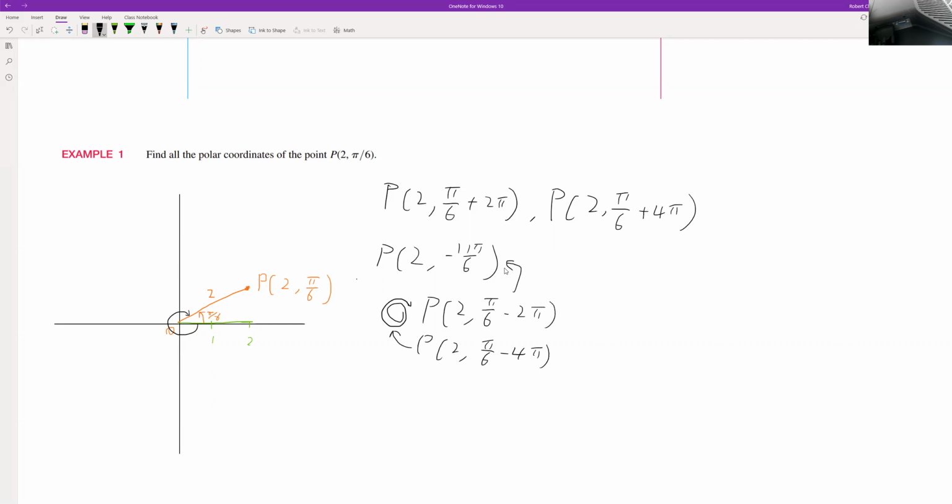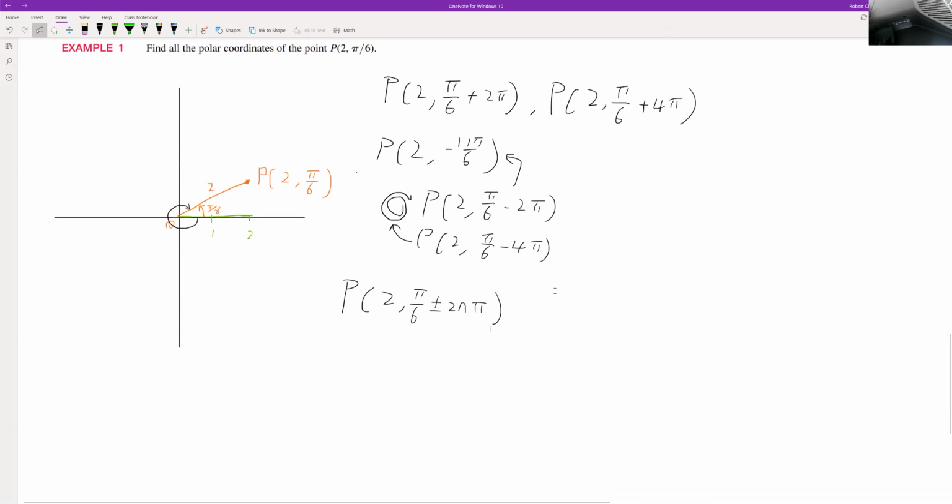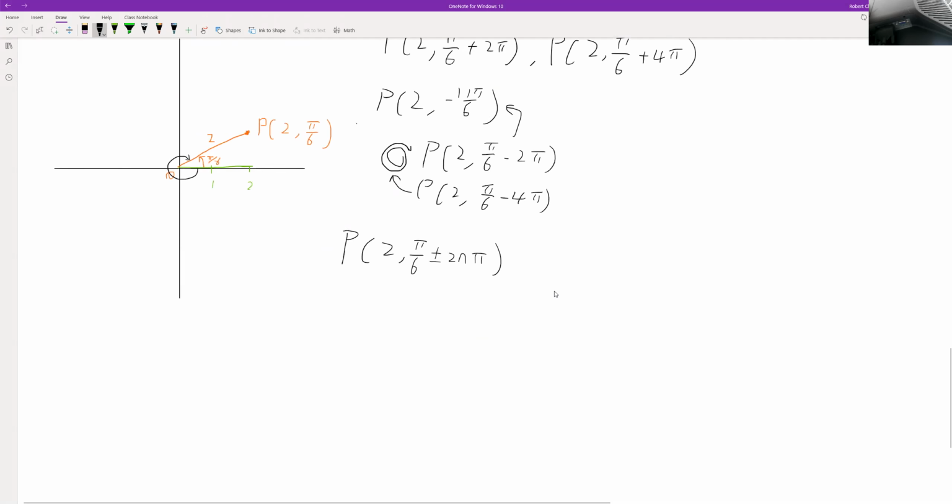So basically, as long as our radius is 2, we can do any combination of rotation of 2 and pi, right? As long as the 2 pi will represent either positive or negative full rotation. And as long as we have pi over 6 after that, we will get to the same point. Okay. Now, another way to do this is a little different.